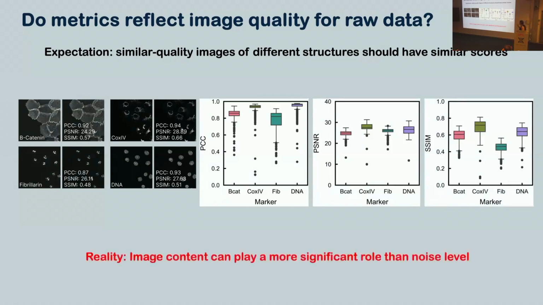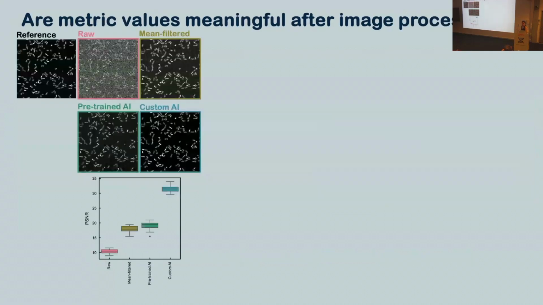So again, image content can play a really significant role, more so than the amount of noise in the image. What you are looking at seems to be as important, if not more important, than the actual signal to noise of that image. But remember, no one uses it for this, right? We're not looking at raw data. We don't use these image metrics to just assess raw data. We use them in the context of before and after. We use them for image processing. And so are they meaningful after image processing?